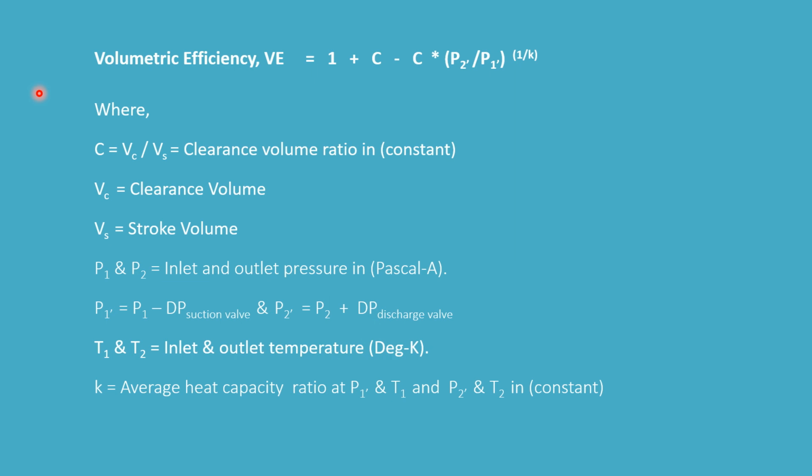Now volumetric efficiency Ve is equal to 1 plus C minus C into (P2 dash upon P1 dash) to the power 1 by K, where C is Vc upon Vs, clearance volume ratio है, Vc है clearance volume, Vs is stroke volume, P1 P2 inlet outlet pressure है, and P1 dash is equal to P1 minus dP suction valve, and P2 dash is equal to P2 plus dP discharge valve. T1 T2 inlet outlet temperature है, and K is average heat capacity ratio at P1 dash T1 and P2 dash T2. वॉल्यूमेट्रिक एफिशिएंसी प्रेशर राइज ज्यादा हो जाएगा तो कम हो जाता है, so with increase of larger pressure ratio volumetric efficiency starts decreasing.